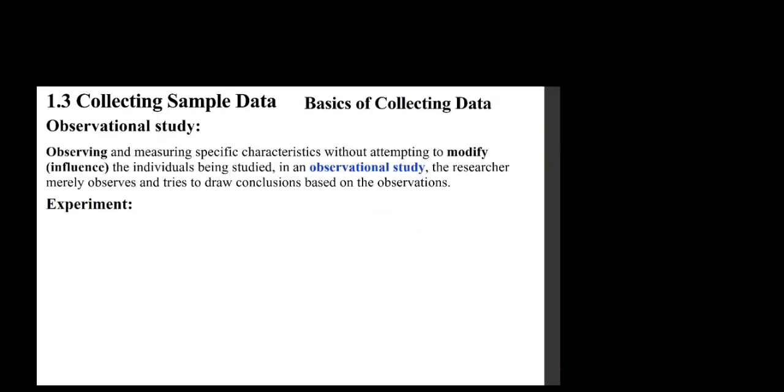Observing and measuring specific characteristics without attempting to modify or influence the individuals being studied. In an observational study, the researcher merely observes and tries to draw conclusions based on the observations. Okay, so that's the definition of observational study. We just observe and we make a note of what happens.